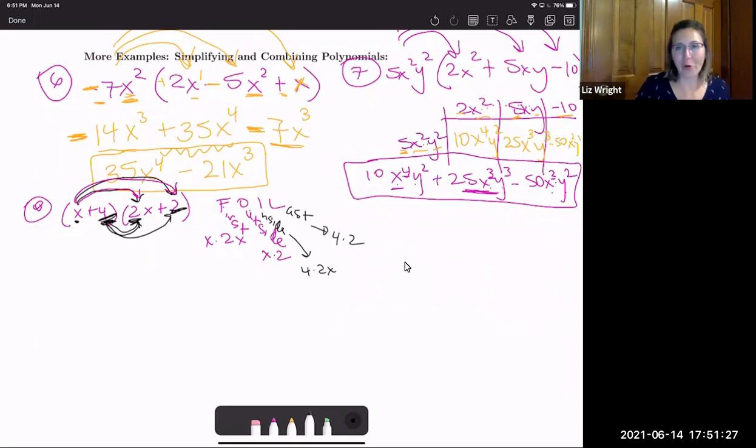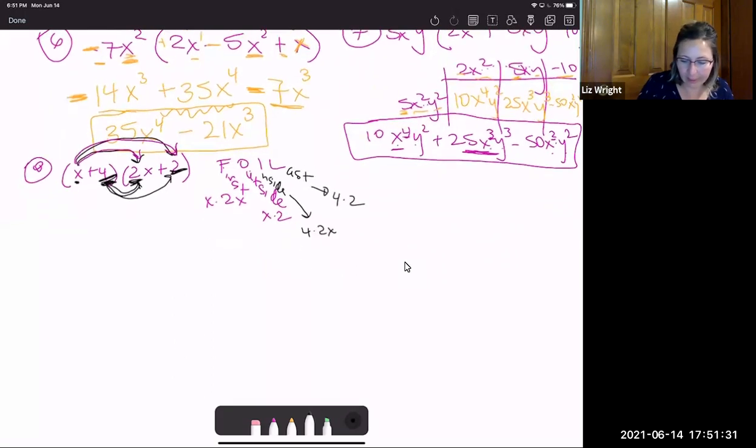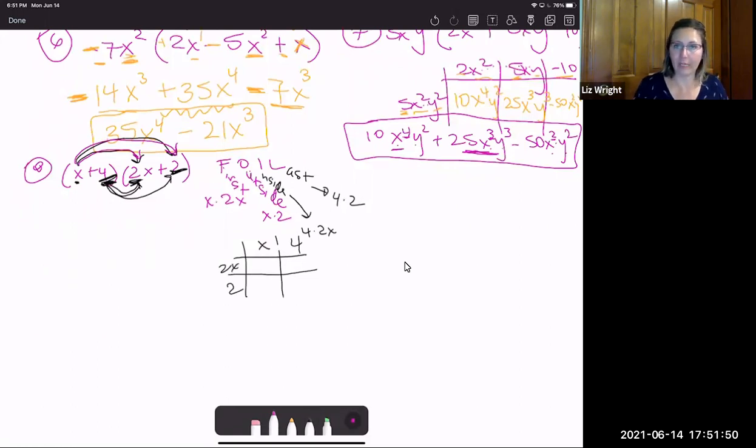And again, you can always use the table method for this as well. So if you prefer to use the table method, you can say, let me set up the table method. I'm going to do x, and you don't have to write the plus. You can do x and then a positive 4, and then you're going to do 2x and then 2, and then you just do your table multiplication like we did over here.